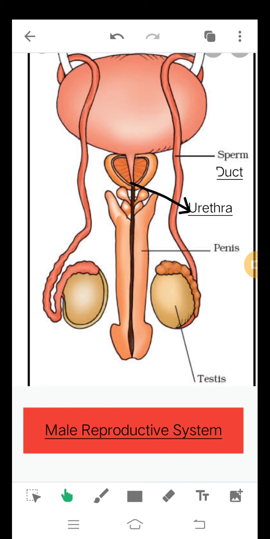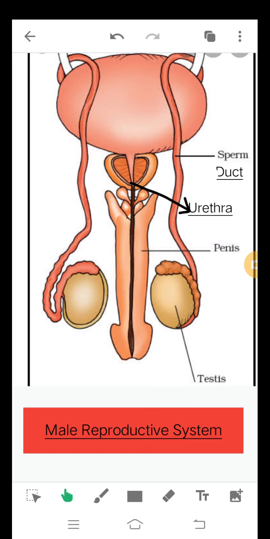Different parts of the male reproductive system are testes, sperm duct, urethra and penis. So these are the important parts of the male reproductive system. Now what is the role of each of these? What is each part doing and helping? How is it helping in the process of reproduction?